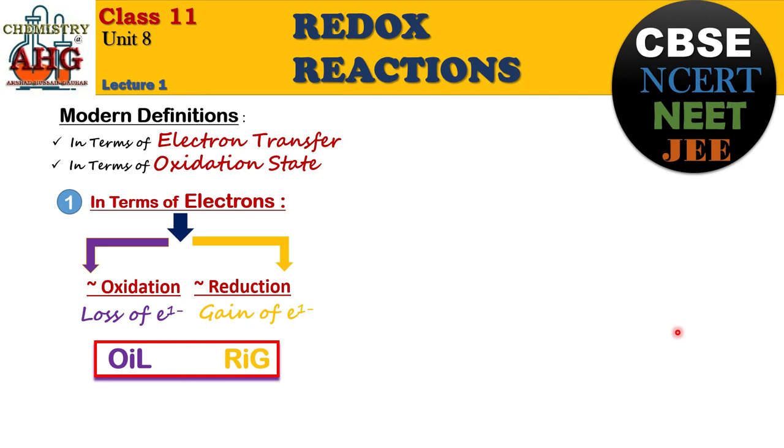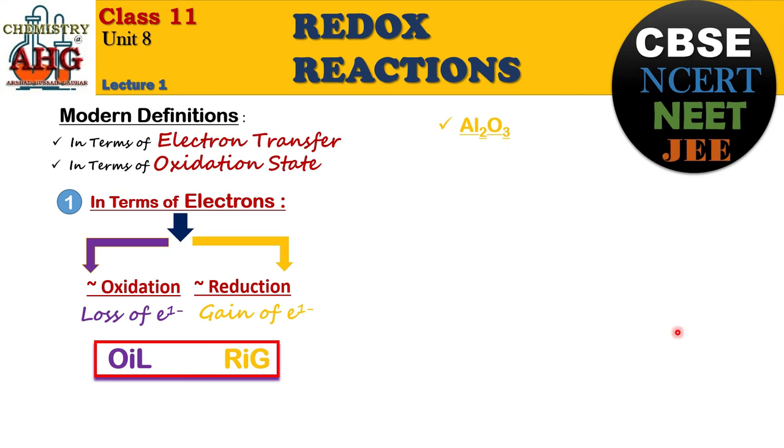Now, how can different types of questions be set in your exams related to this definition in terms of electron? One type of question that can be asked, you may be given an ionic compound. Ionic compounds, you know, are mostly made up of metal and non-metal. How will you come to know which element is metal and which one is non-metal? There are three different methods by which you can identify.